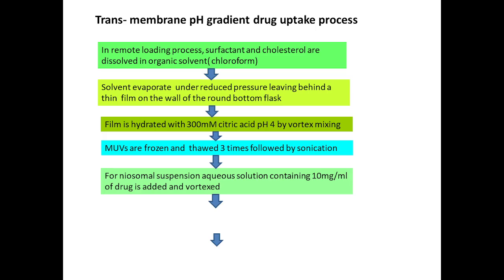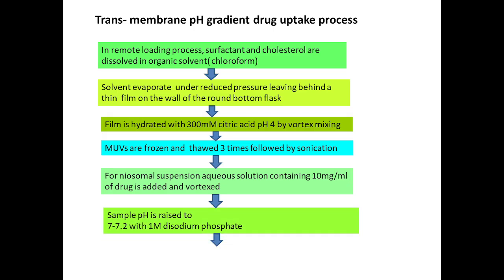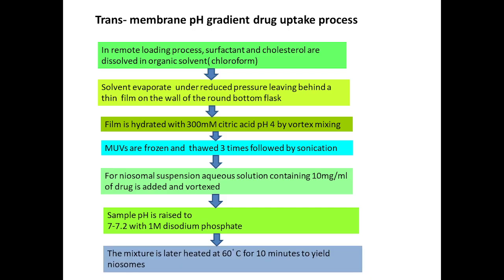Now the drug is added and the concentration of drug is 10 mg per ml. And sample pH is raised to 7 to 7.2 with 1 molar disodium phosphate. Now that mixture is heated to 60 degrees Celsius for 10 minutes to yield niosomes.